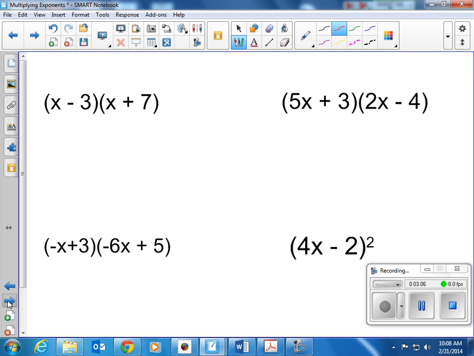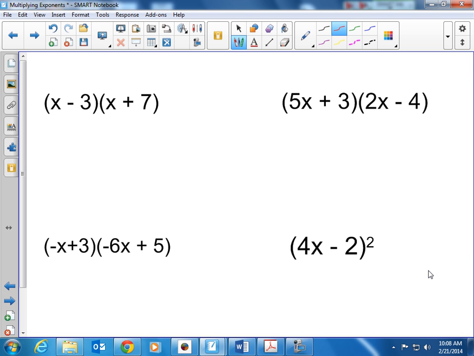Okay, let's look at the next page. Here the problems look a little different. I have a binomial. Remember what that is? Something with two terms, an x and a 3, or a negative 3. I have a binomial times a binomial. All right, so let's see how this is going to work. I'm going to use the distributive property 4 times here. I've got to take this x and multiply it times this x, but it also has to be multiplied by the 7. All right, so I get x times x gives me x squared. X times 7 gives me 7x.